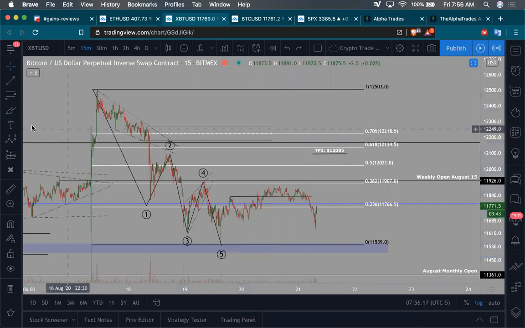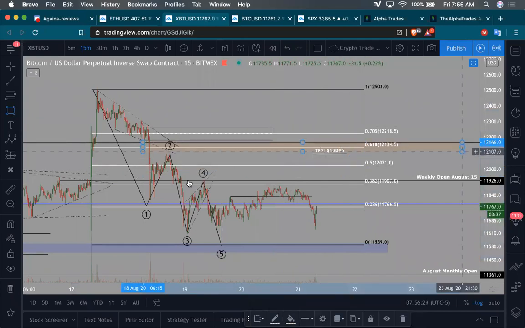But the other area that I'm looking at, which has a bit of inefficiency, is this little area right here. We call it an inefficiency because, if you look at the big drop down, there's not a whole lot of catching up or overlap, where price goes back into previous areas of the drop and covers that as resistance.